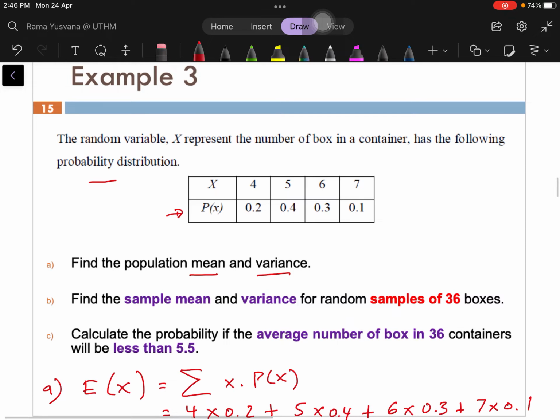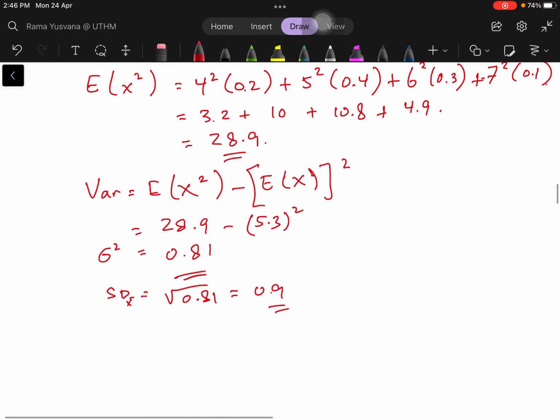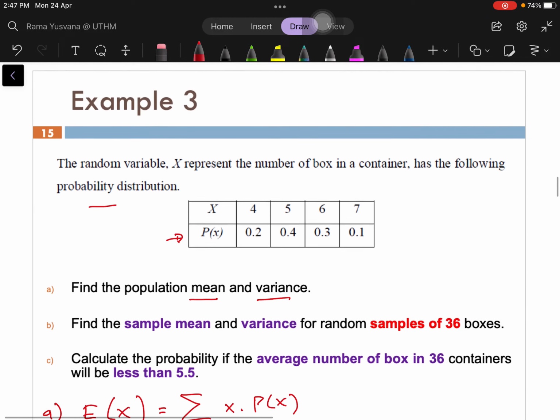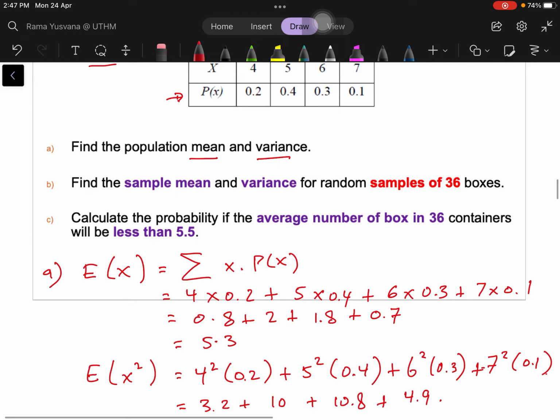Okay, next question: find the sample mean and sample variance for a random sample of 36 boxes. We already did part A, so the next question is part B. We know that the sample mean equals the population mean, which is 5.3. How do we know that? It's assuming a normal distribution.